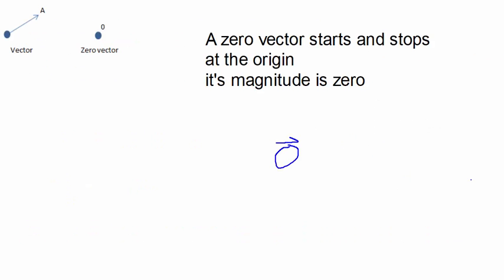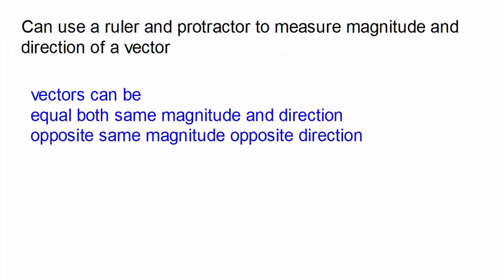We can have a vector that's 0 magnitude. The direction could actually be any direction because it doesn't go in any direction. Kind of like how 0 is not positive or negative. Same type of thing with a 0 vector.